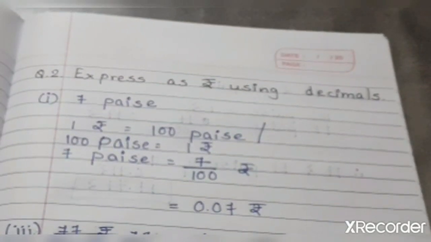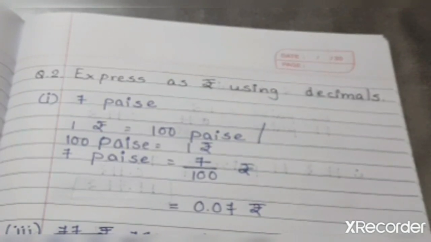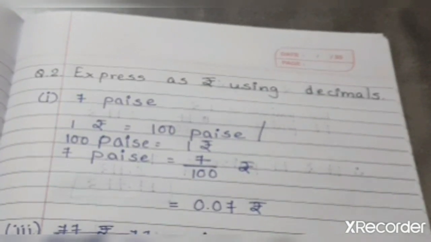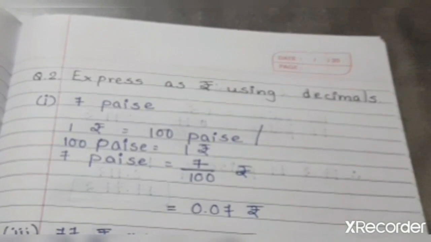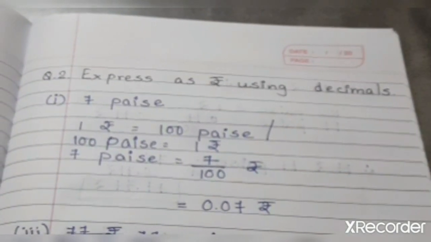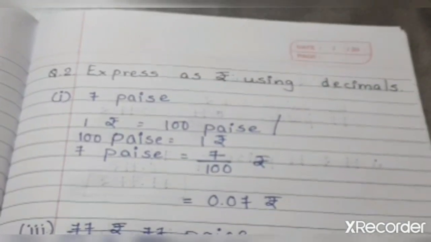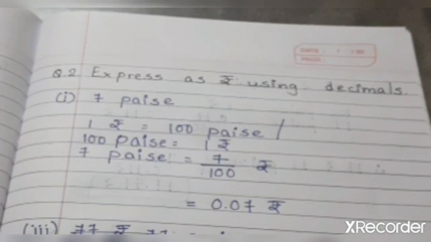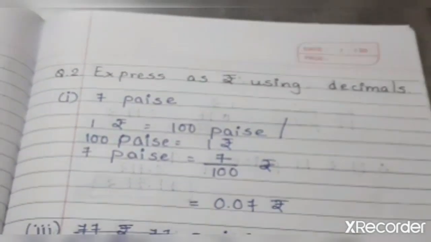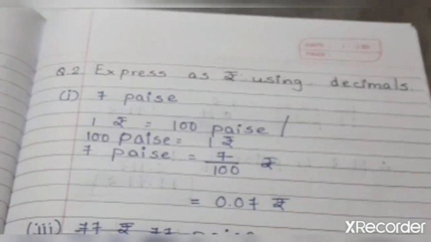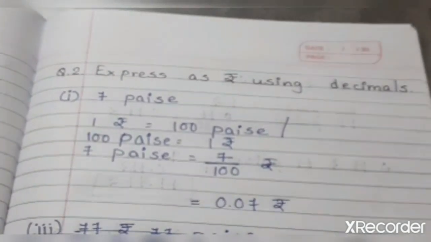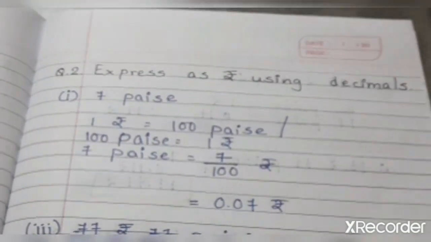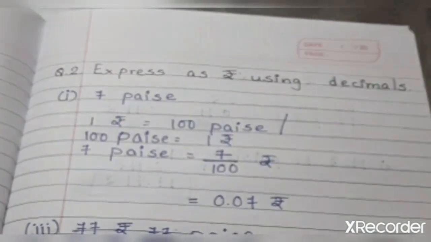Then exercise 2.5 question 2 is about express as rupees using decimals. Question 2, question 3, question 4, they all are about conversions. Before solving these sums of question 2, 3 and 4, learn the units. 1 kg equals to how many grams, 1 kilometer equals to how many meters. Learn by heart and then solve this exercise.